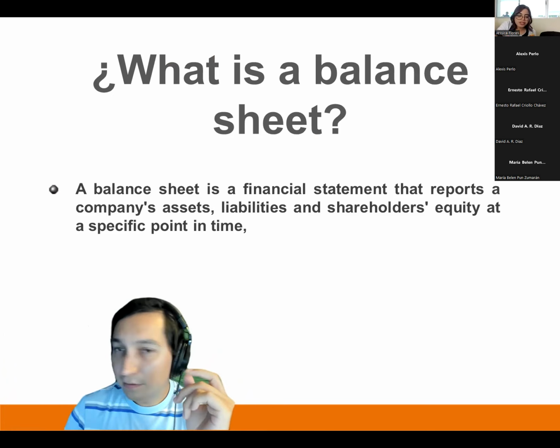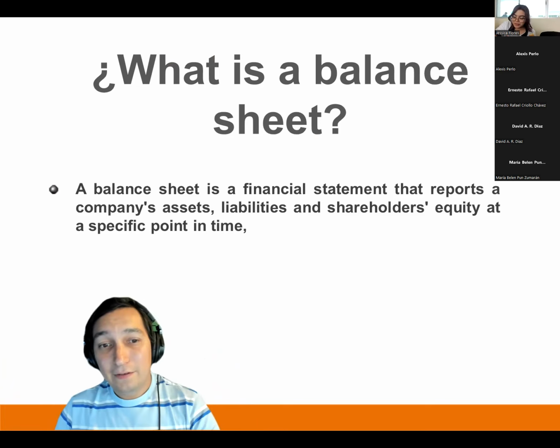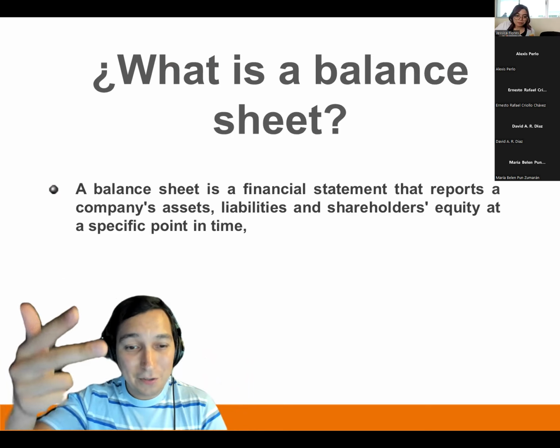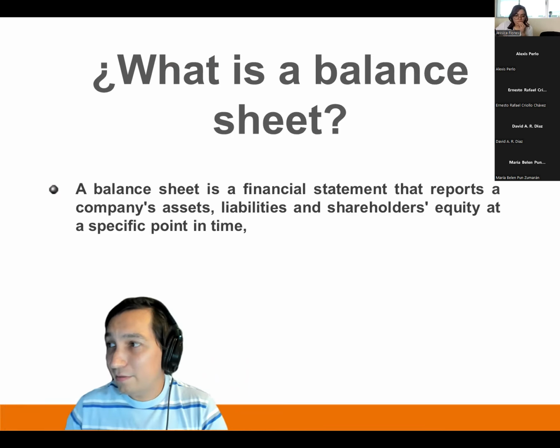So guys, now that you know what are the elements of a balance sheet, which is an asset, a liability, and shareholders' equity, let's review the concepts. What is an asset?